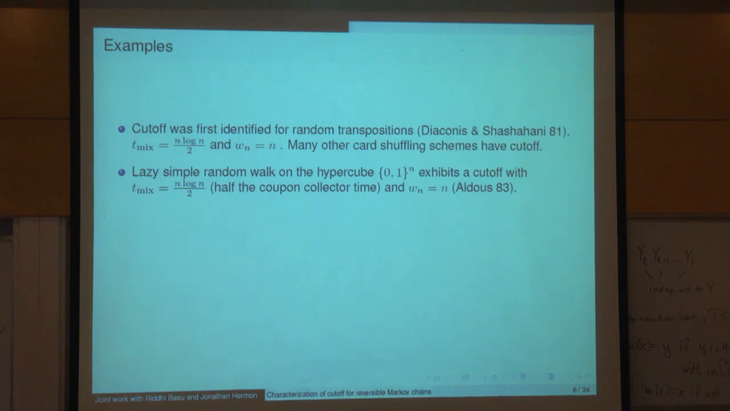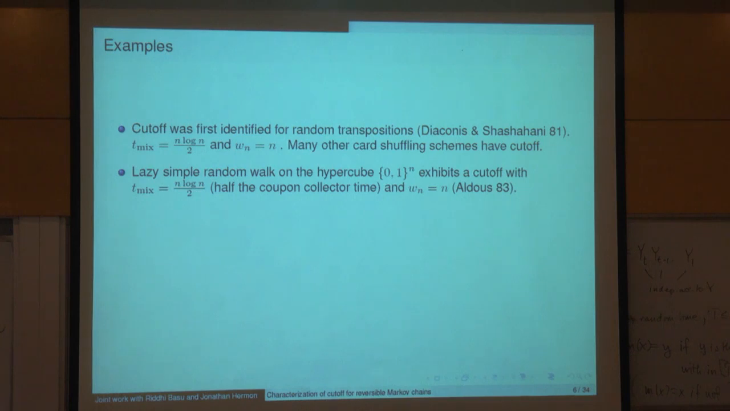So in lazy walk on the hypercube, we choose a coordinate and randomize it, choose another coordinate and randomize it. By randomize, I don't mean necessarily flip it, you just replace it by a random bit. So you have n bits. Each time you choose a bit and replace it by a random bit. To touch all the bits would take you n log n steps, but in the hypercube, you don't need to touch all the bits.